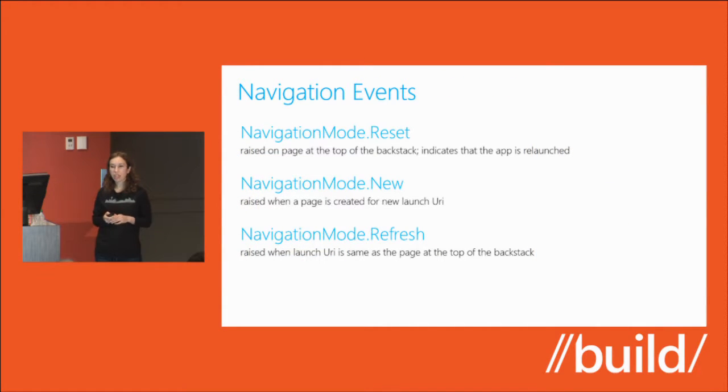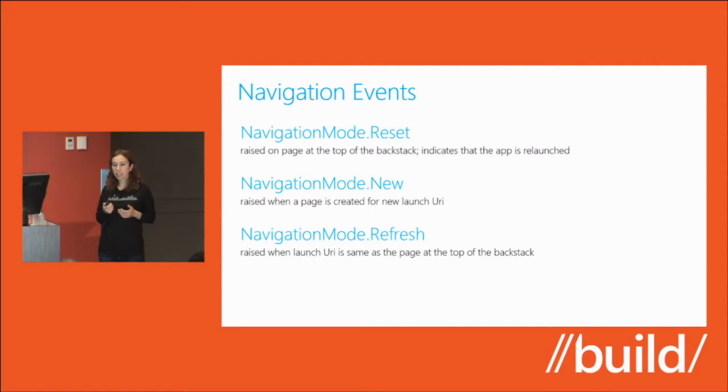So how is the application supposed to know when to cancel the new navigation or when to clear the page stack? The app needs to pay attention to the navigation events. The page at the top of the stack, when the application is being relaunched, gets a navigation event with navigation mode reset. And it is at that point where the app needs to make a decision on whether to clear the page stack or cancel the forward navigation or possibly do nothing.